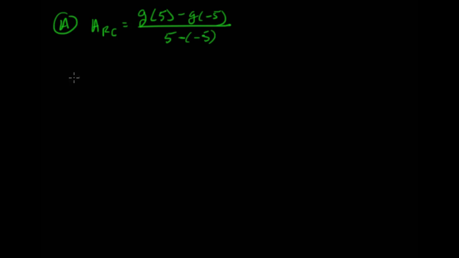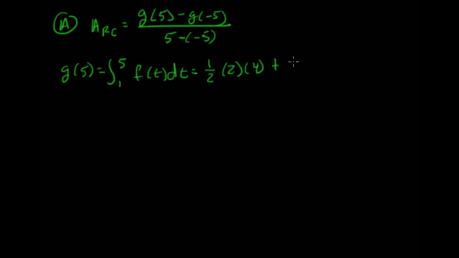Okay, so g at 5 is the integral from 1 to 5 of f of t dt. So this is the area under the curve, which is going to be a triangle with a base 2 and a height of 4, plus a rectangle that's 2 by 4, which works out to be 12.